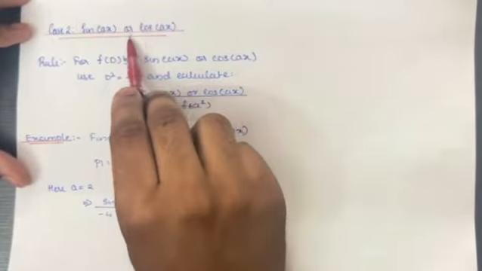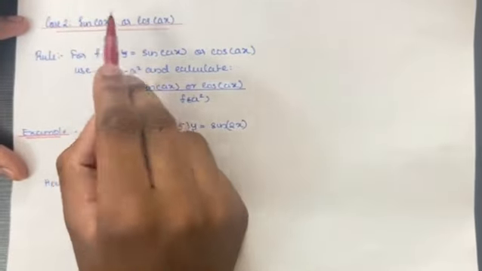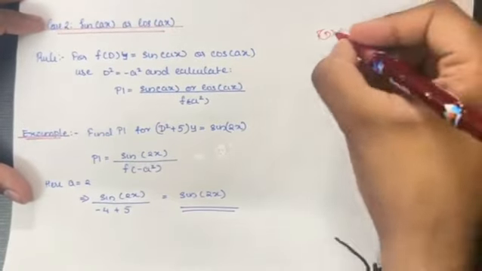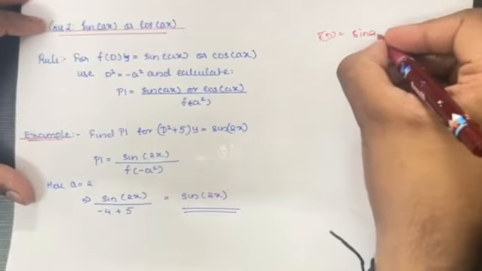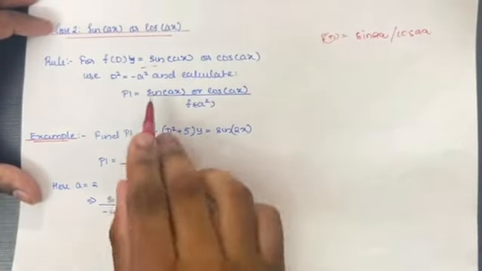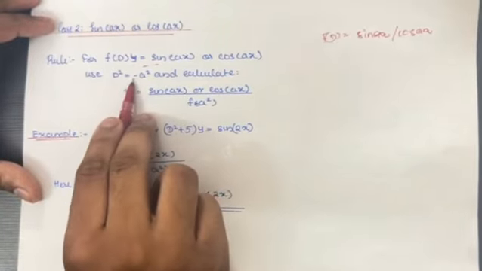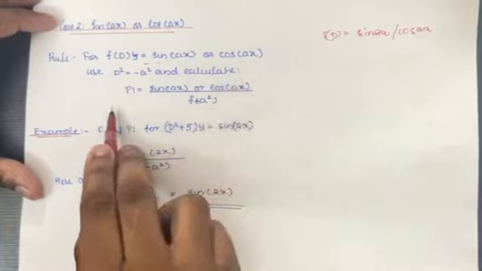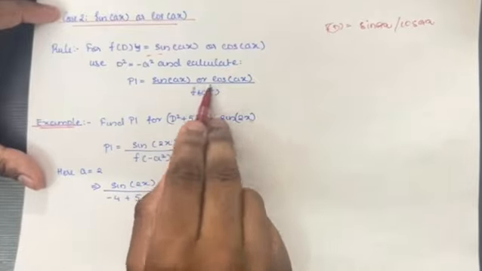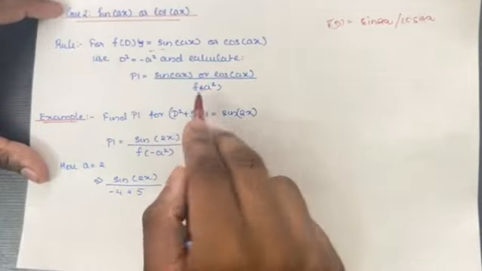So now let us look at case 2. Case 2 is of the form where RHS is equal to sin ax or cos ax. That is, the general equation is f of D is equal to sin ax or cos ax. Here our working methodology is that we substitute D square is equal to minus a square and then calculate. That is, we have a general formula: PI is equal to sin ax or cos ax divided by f, with the substitution of D square is equal to minus a square.